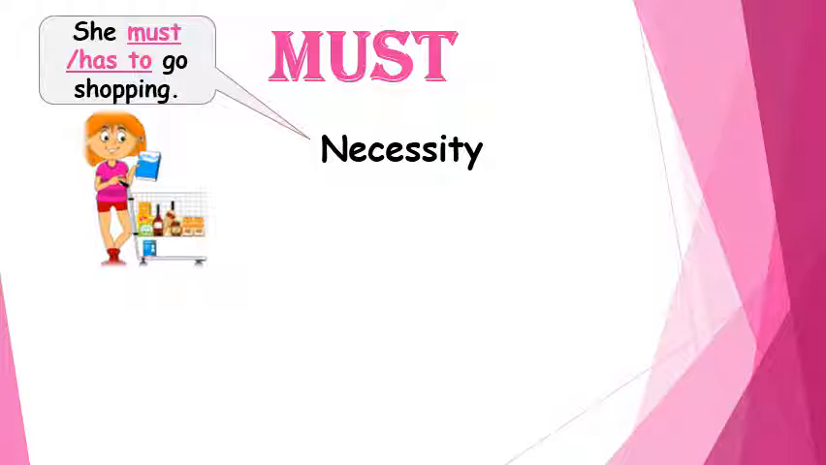Next model is must. It can express necessity. حاجة ضرورية. She must or she has to go shopping. Must and has to are interchangeable in this case here. So she must go shopping because she is in need of some groceries. So she must go shopping or she has to go shopping. When we use has to, خصنا نردو بالنا للسوجي. She has to go. We have to go because we're speaking about present situation.